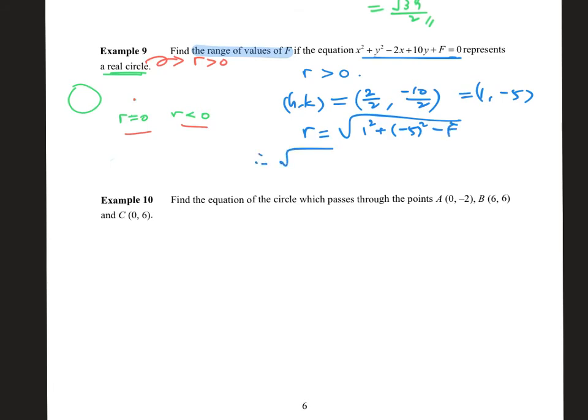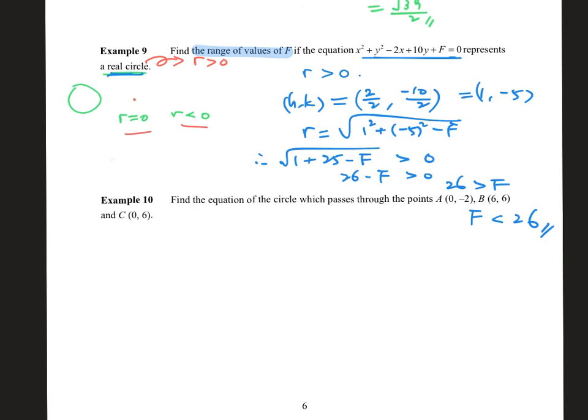So you can say this result, 1 plus 25 minus f, will be greater than 0. Taking square on both sides, 26 minus f is greater than 0. And then you have 26 greater than f, or in other words, another way to describe it is f less than 26. This is the idea of how you find the range of f by considering a real circle.